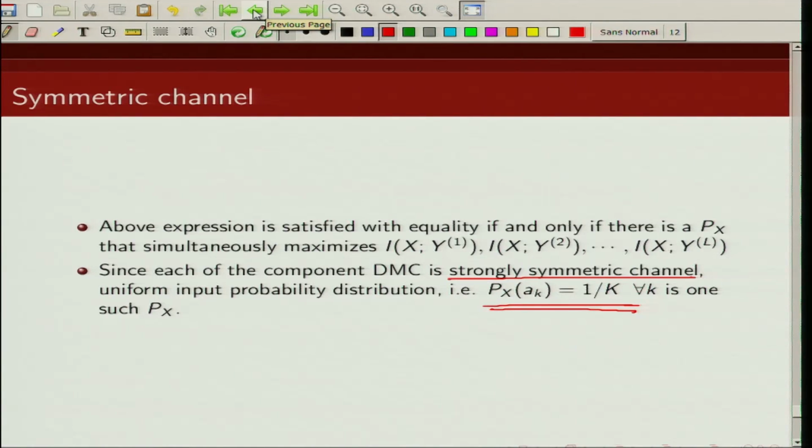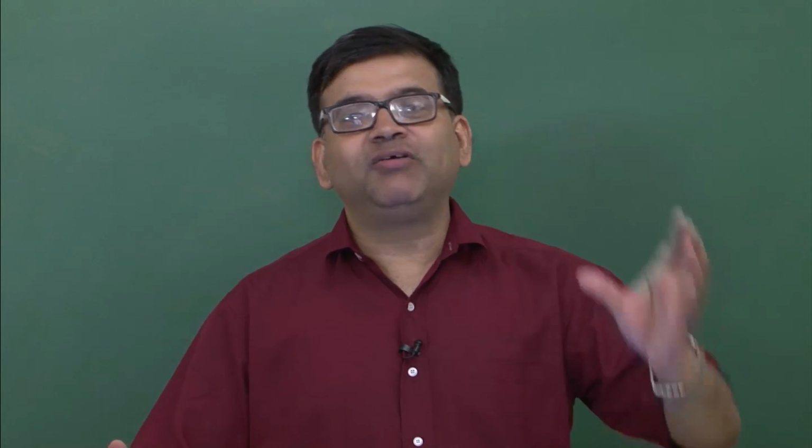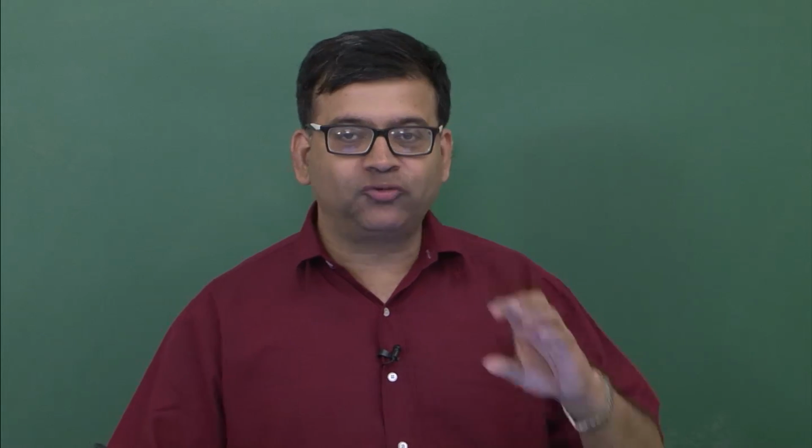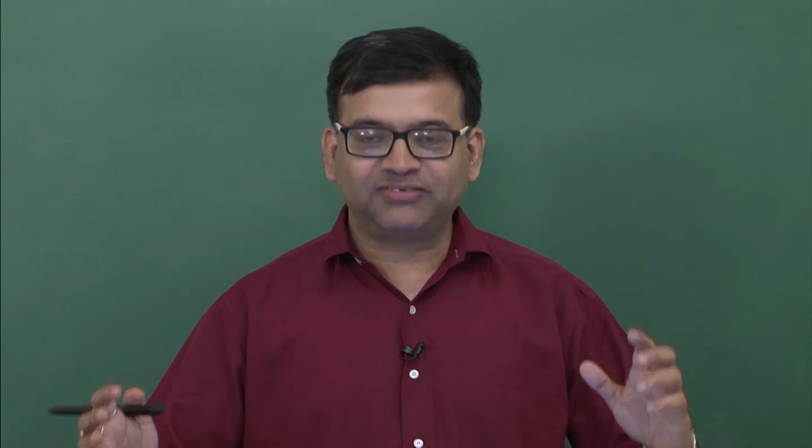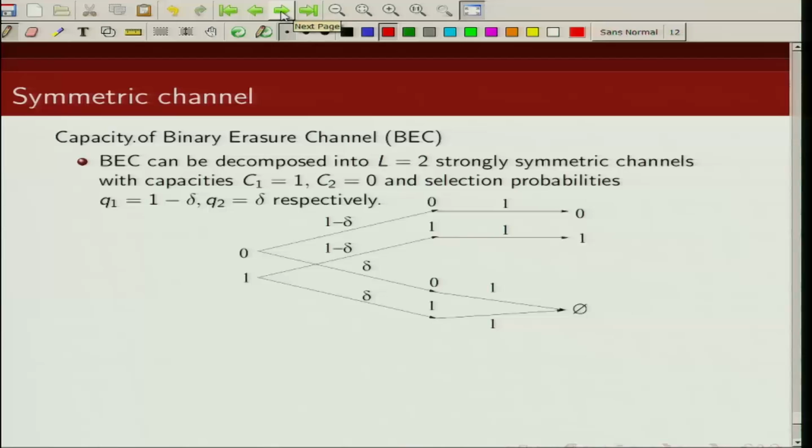So we will illustrate how we can decompose a symmetric channel into strongly symmetric channels, and then we will use the expression for strongly symmetric channels to compute the capacity of a symmetric channel. So take an example of a binary erasure channel. In a binary erasure channel you have two inputs, 0 and 1, and you have three outputs, 0, 1 and another output state which is the erased state.